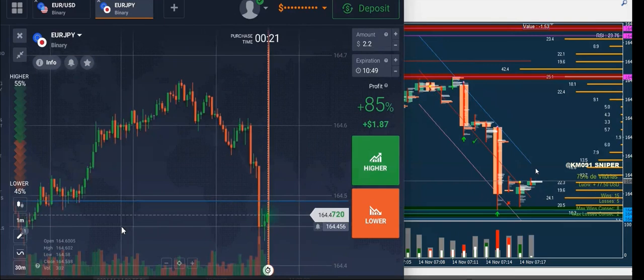Now analyze the market. What should you do? What should your trade direction be? Down. No, you can't place the sell trade because there is a huge barrier for the sellers. Got it?